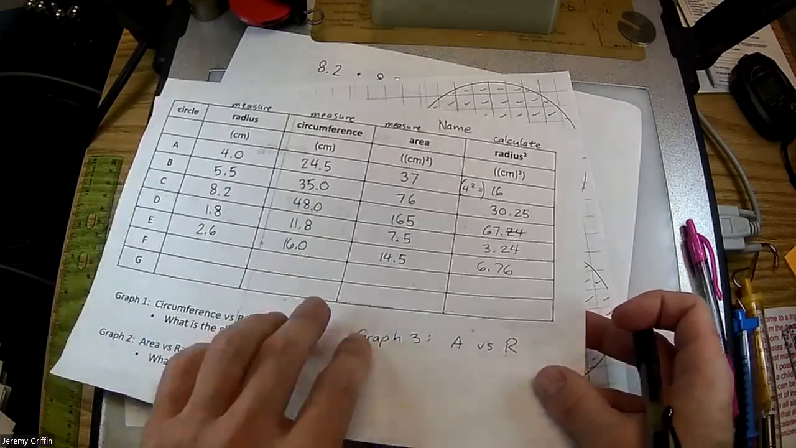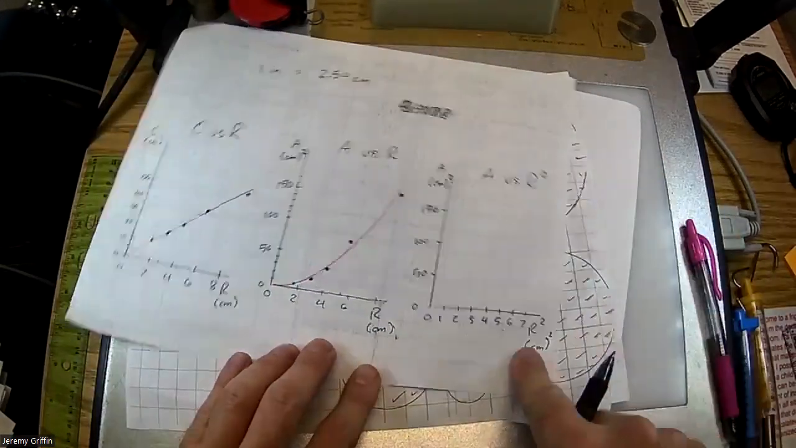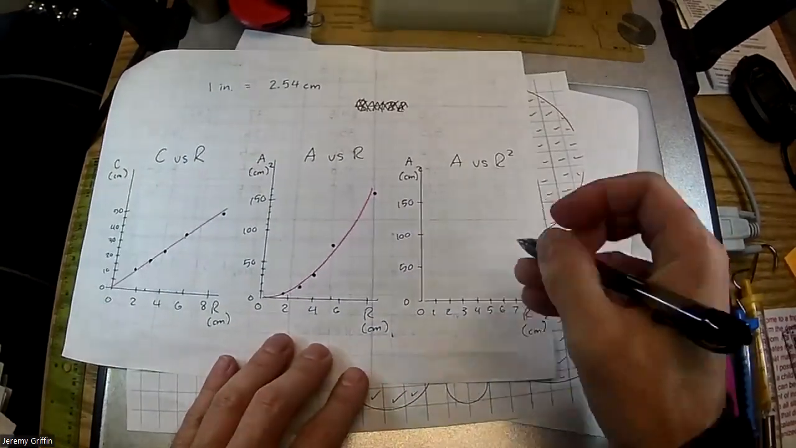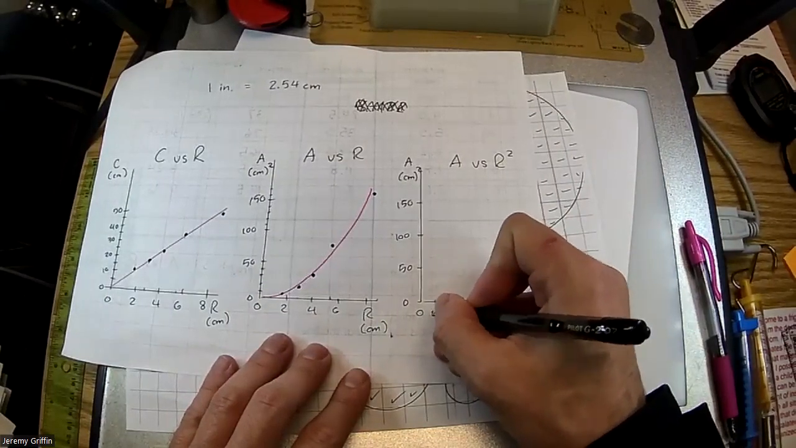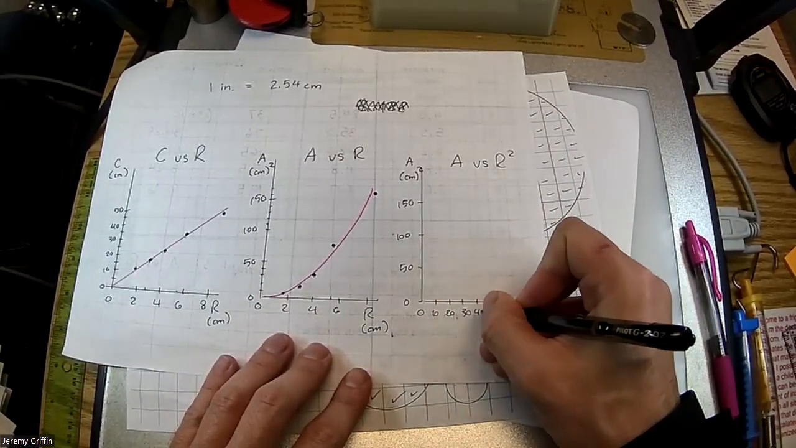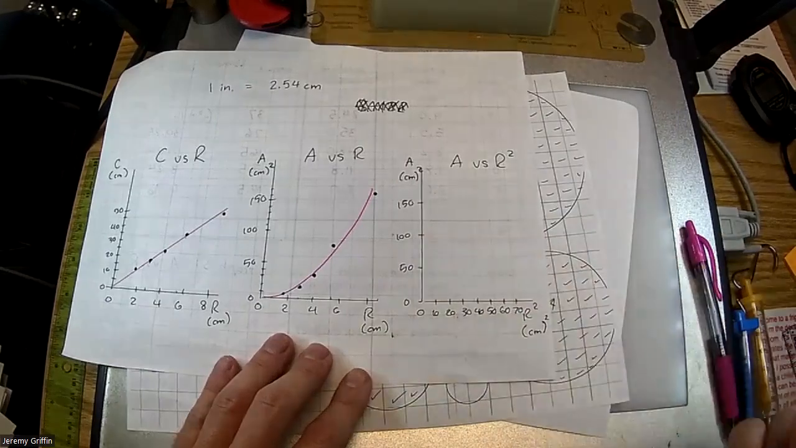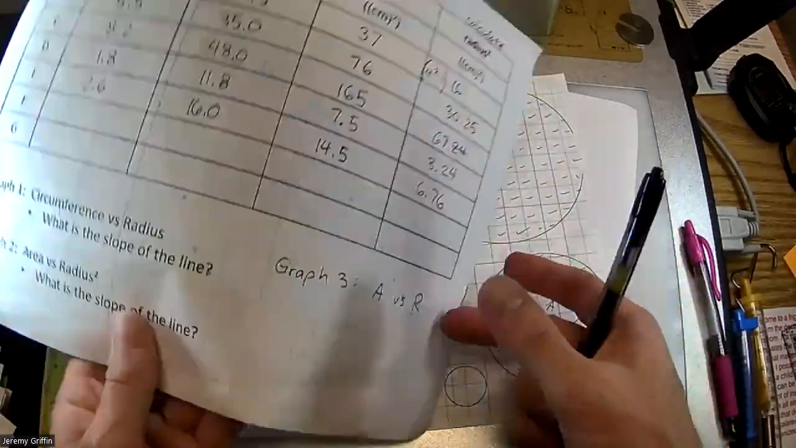Did I? I'm being silly. Right, so my radius squared goes up to 67. But okay, so it was in my mind. Okay, let's multiply all these by 10: 0, 10, 20, 30, 40, 50, 60, 70. Okay, that's what I meant to do. All right, that'd make a lot more sense.